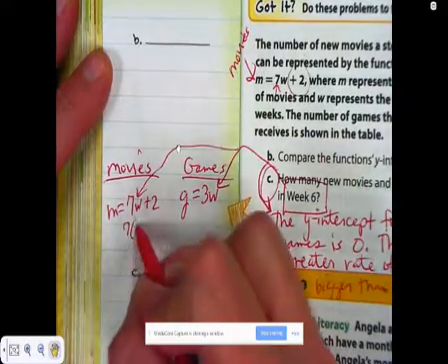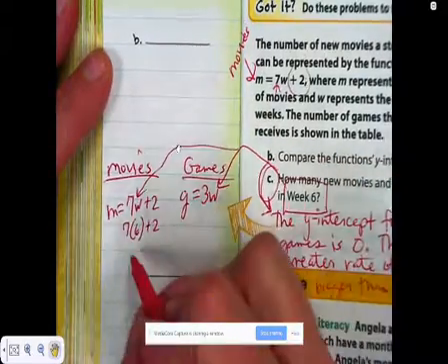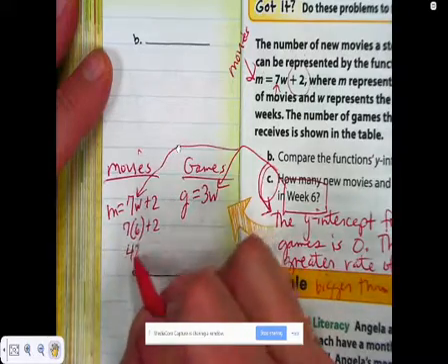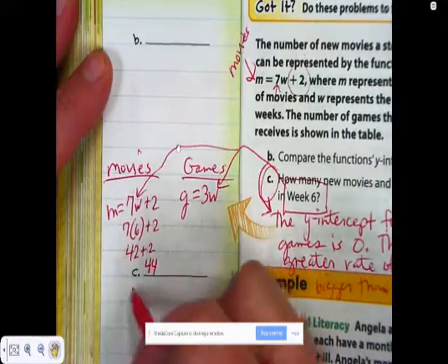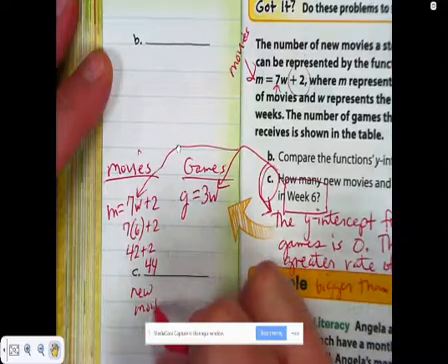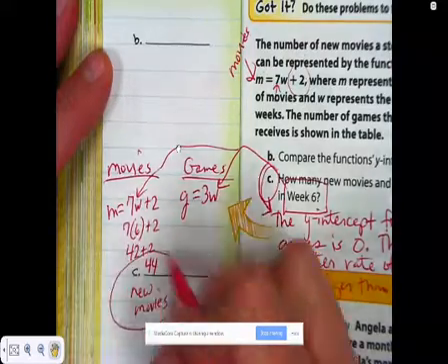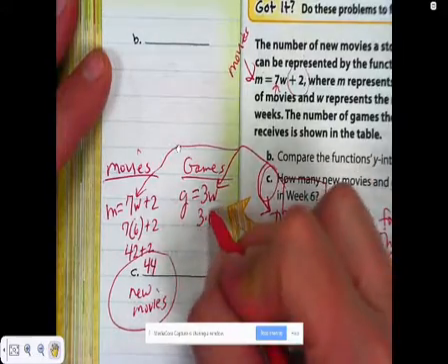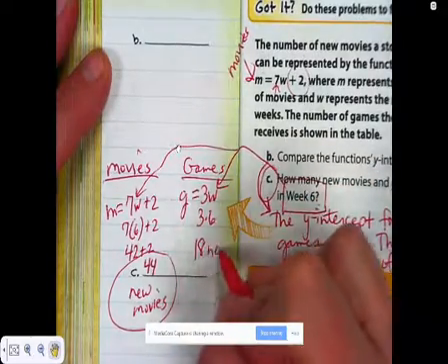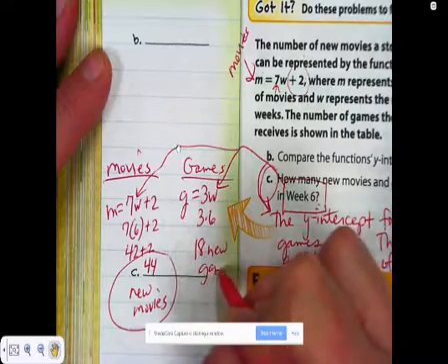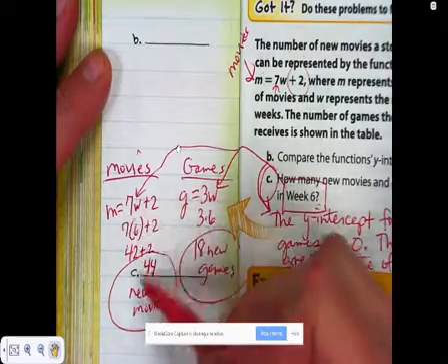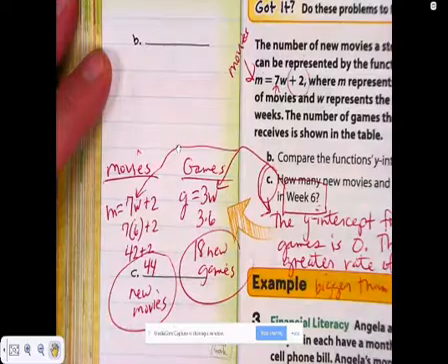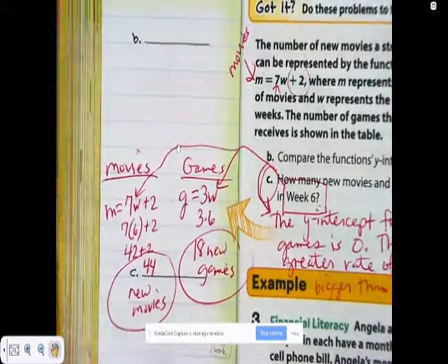So this is going to be 7 times 6 plus 2, which is, let's see, 42 plus 2 is 44 new movies. And then you're going to plug in 6 weeks right here. So 3 times 6 would be 18 new games. 44 new movies and 18 games. Okay, we will practice this more tomorrow.